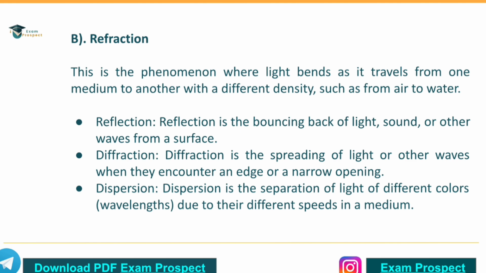On the other hand, reflection is the bouncing back of light, sound, or other waves from a surface. And diffraction is the spreading of light or other waves when they encounter an edge or a narrow opening. And dispersion is the separation of light of different colors due to their different speeds in a medium.